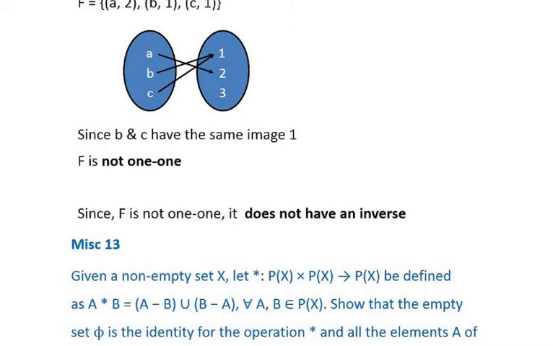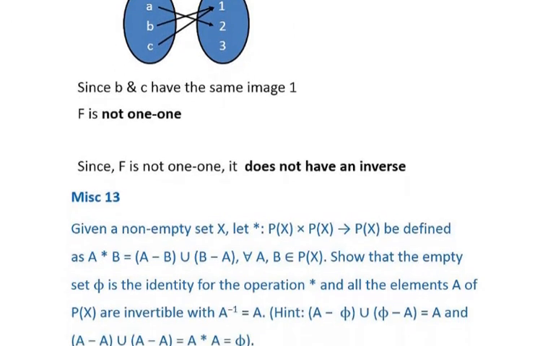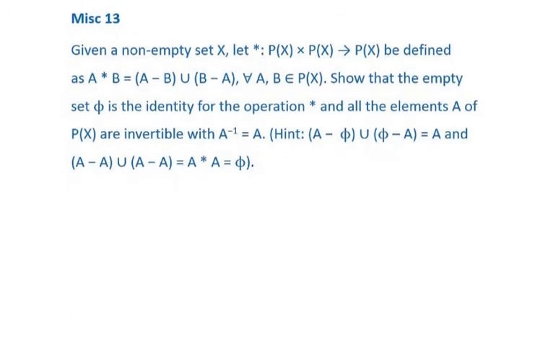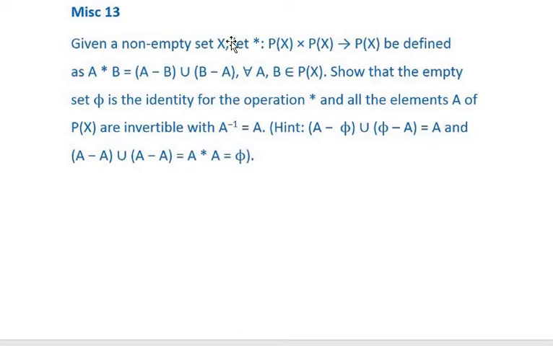Okay, now question number 13. Given a non-empty set X, so we have one set X, any arbitrary set X. Now star is a binary operation. So the domain of the binary operation is the power set of X cross the power set of X. That means here the domain is the Cartesian product of the power set of X, and the codomain is the power set of X. Now A star B is defined by A minus B union B minus A.